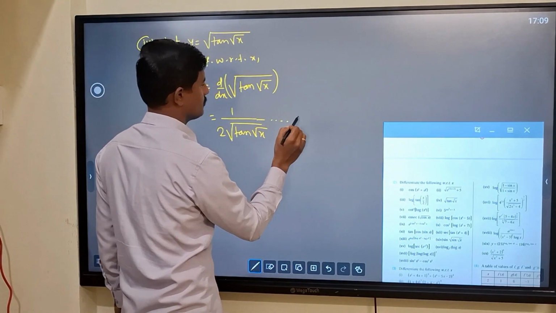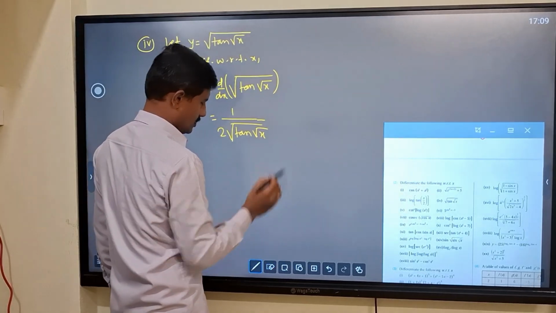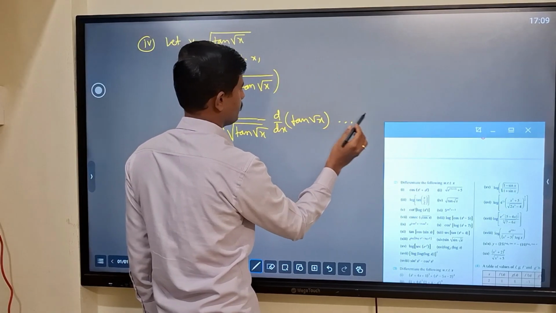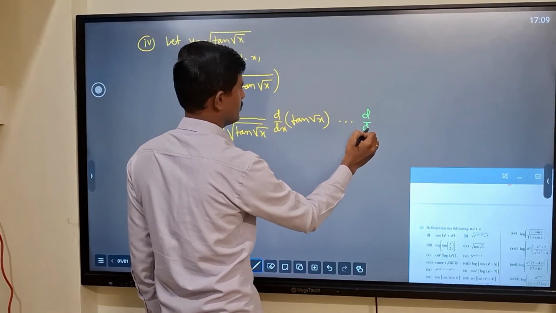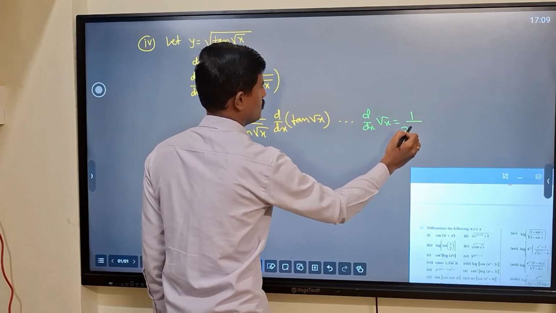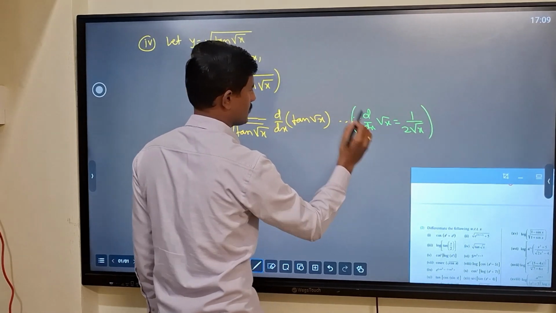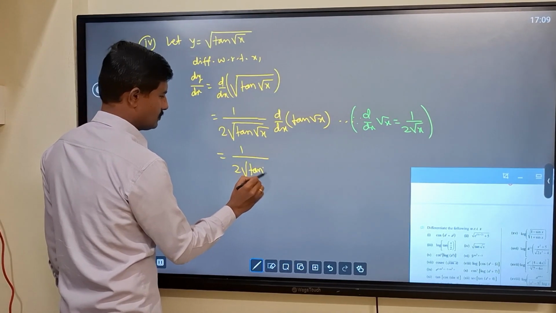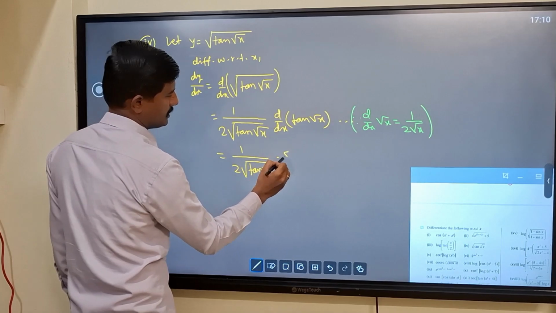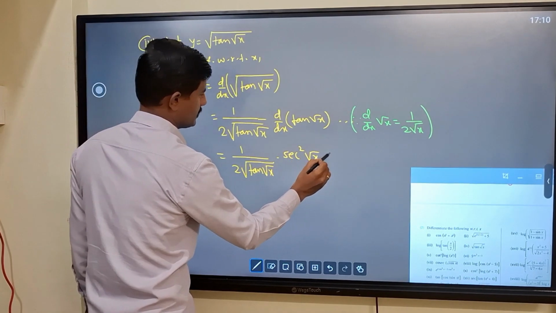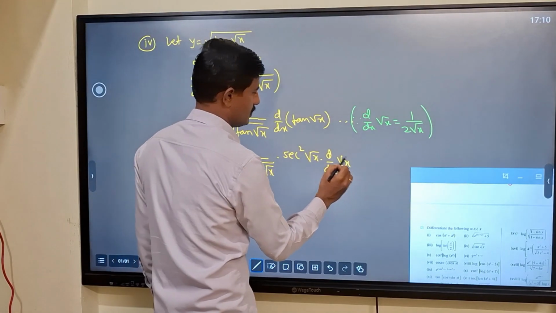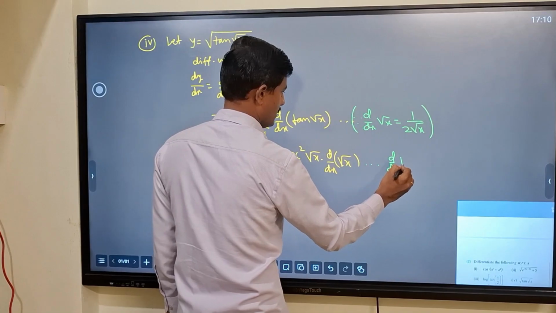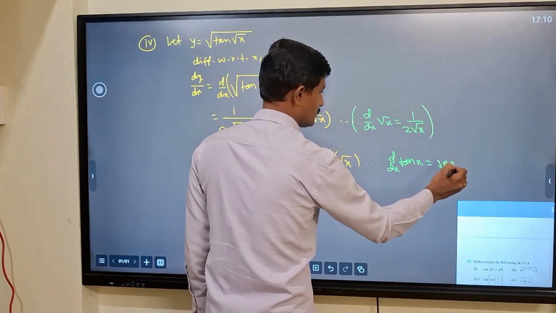Here we used the formula that d/dx of square root of x is 1 upon 2 root x. Again, d/dx of tan of square root of x. Now next, 1 upon 2 root tan square root of x. Differentiation of tan is sec square root x, d/dx of again root x. Here we used d/dx of tan x is sec square x.